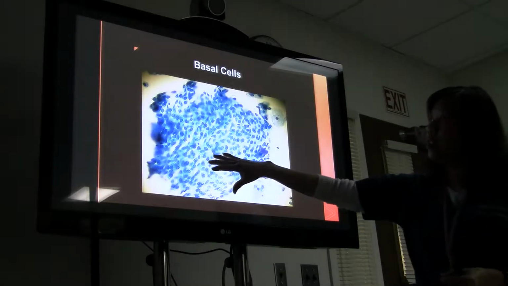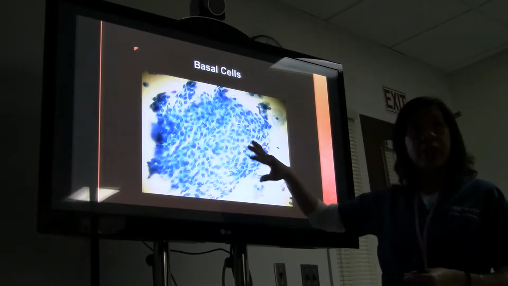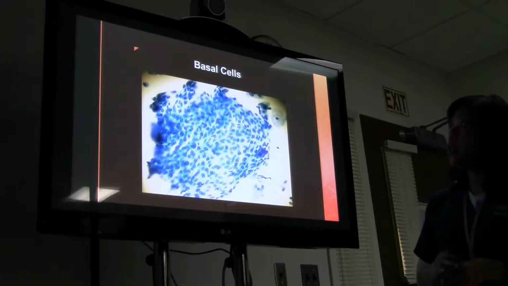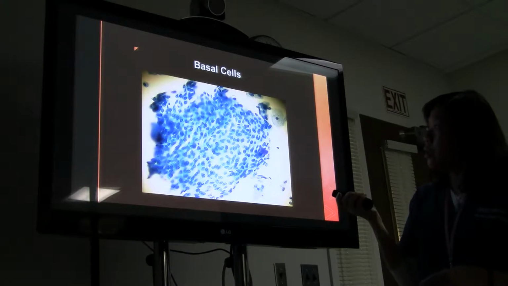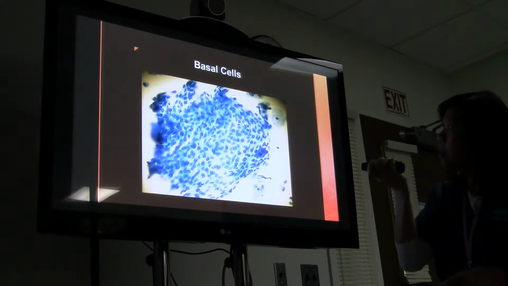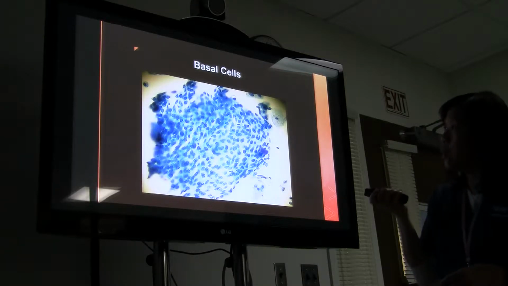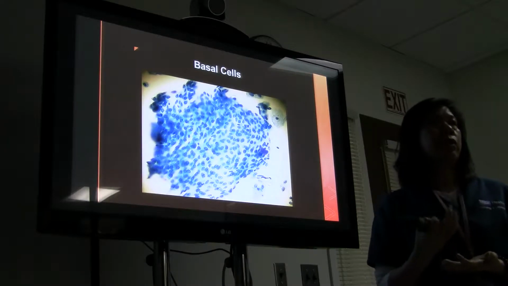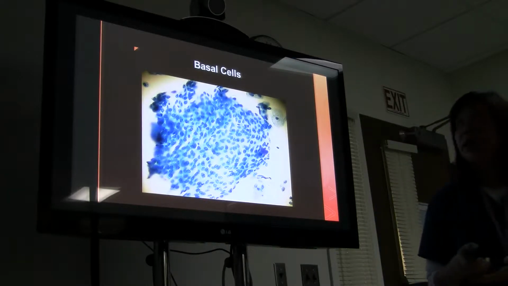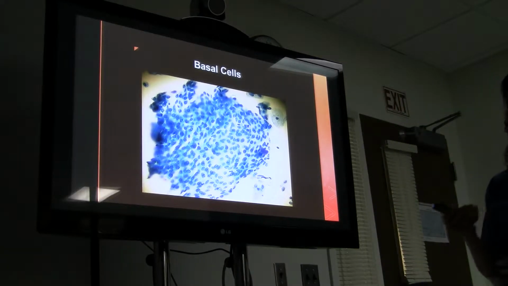Can you tell that the cells are all going this way, in the same direction? So this is a group of cells that have good polarity. And if you look at the nucleus of each one of the cells within the group, they look very similar to each other. That's what we term uniform. Cancer cells, on the other hand, do not look like that. Normal cells usually have a very uniform nucleus.